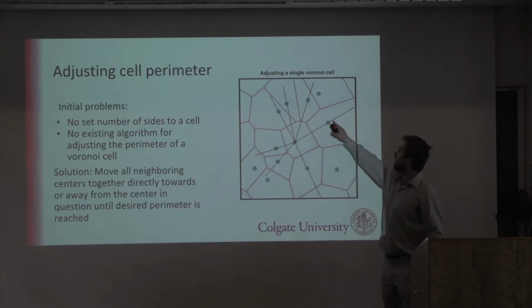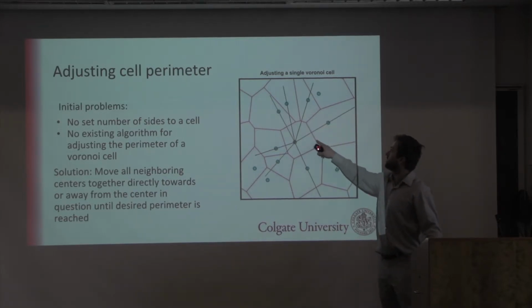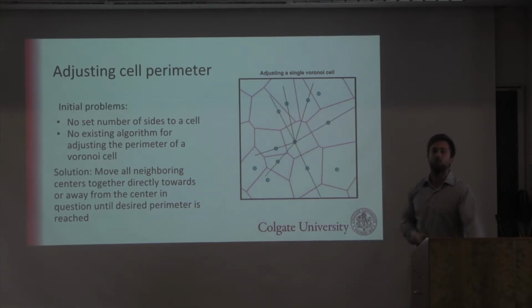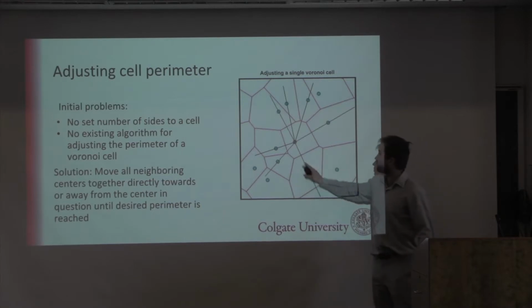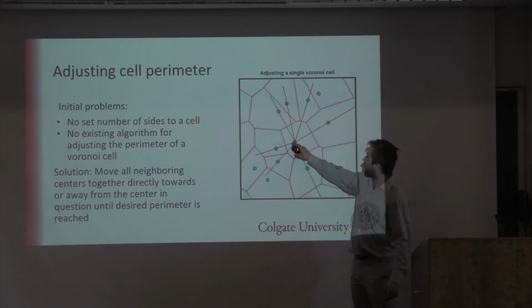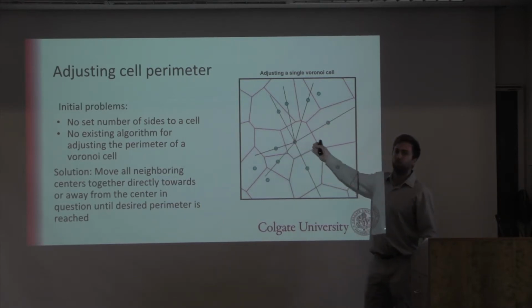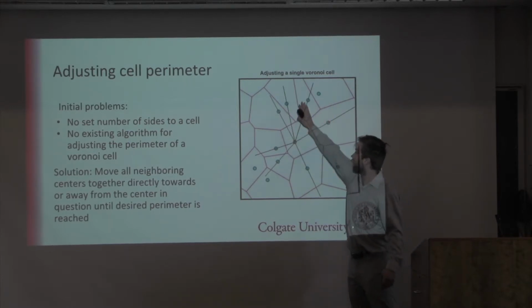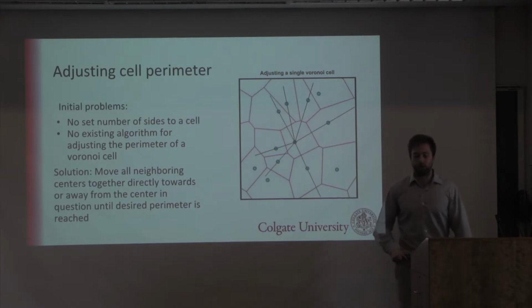By moving just one, you might be decreasing the perimeter of the side that's directly adjacent, but you might be increasing the bordering sides. So our way around this was to just move all the neighboring centers at once. I've drawn lines here that show the path that the centers would move along. If the perimeter of this cell here was too big, we'd move all these centers farther out, and vice versa if it was too small.